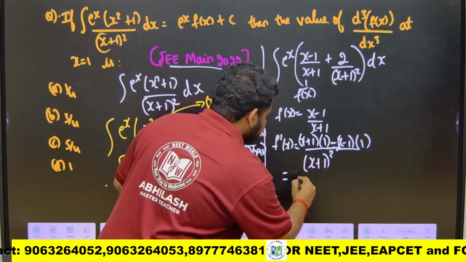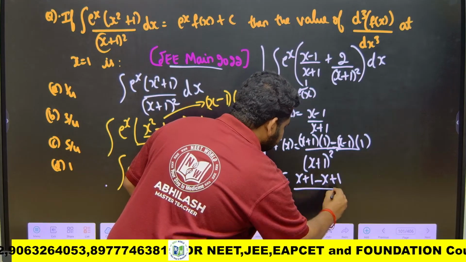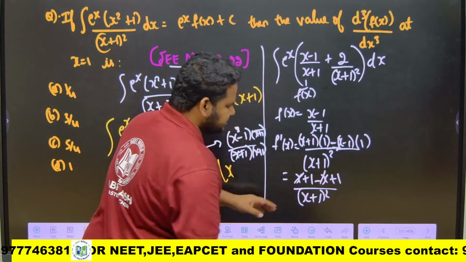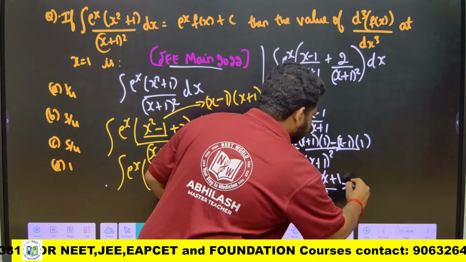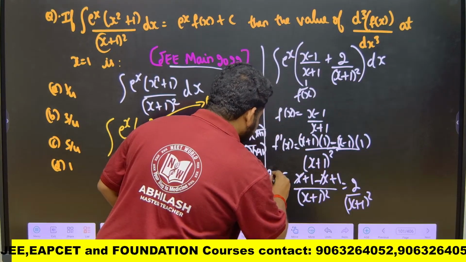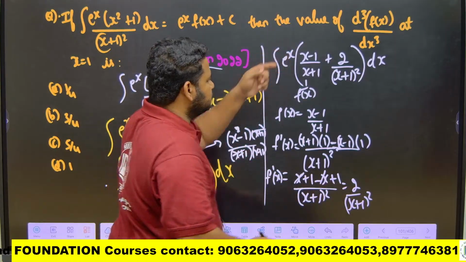So this will be x plus 1 minus x plus 1, over x plus 1 whole square, the denominator. The x minus x cancels, and I will get 2 by x plus 1 whole square. So f dash of x is equal to 2 by x plus 1 whole square. So it is the same thing I got here.